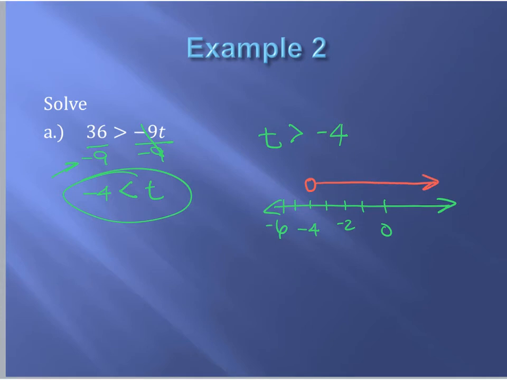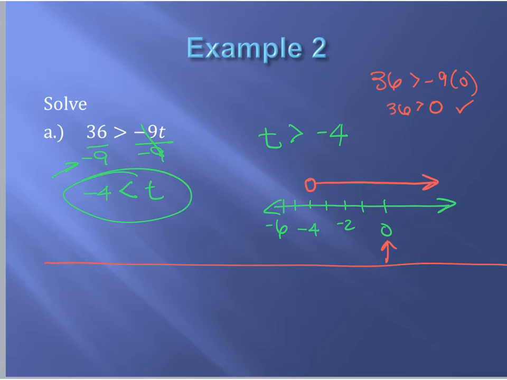So that means any point that I pick to the right had better be a solution. So if I pick the number 0, let's say, if I take that 0 and I plug it back into my original equation, I have 36 is greater than -9 times 0. Or in other words, I have 36 is greater than 0, and that is in fact true. So that just helps reinforce the fact that I was correct.